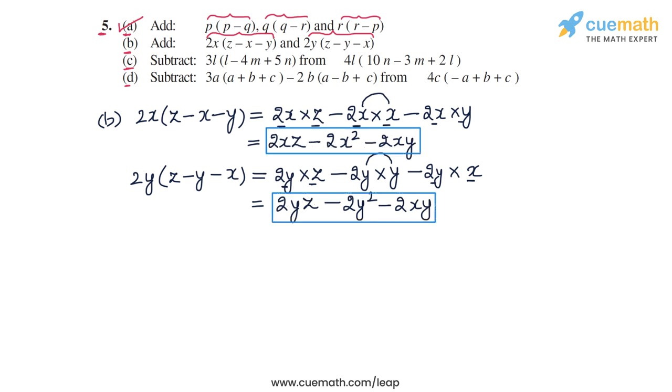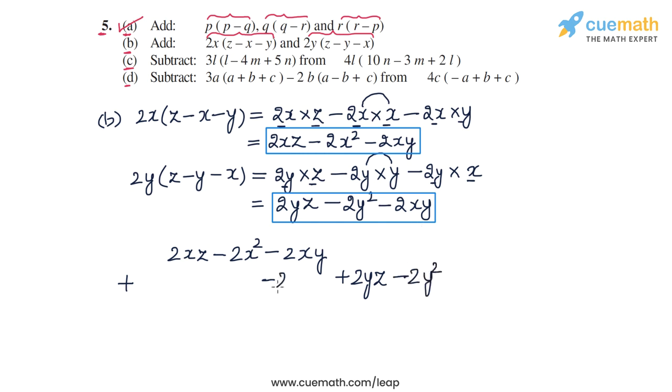So the 2 expressions in simplified form are these 2 expressions that we have written. And now we will add these 2 expressions. We will write them in separate rows, in a way so that the like terms are below each other. So the first expression is 2xz minus 2x square minus 2xy. And to this we will add the second expression, which is 2yz. So we will write it separately because there is no yz term in the first expression. Then we have minus 2y square, which we will also write separately, and then we have minus 2xy.